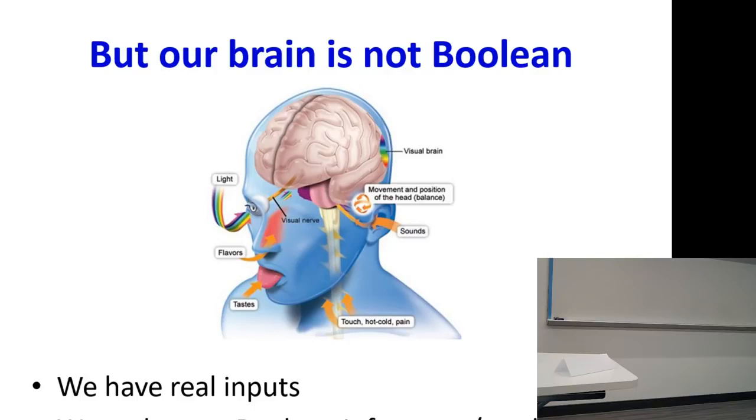Is this a clicker or is this not a clicker? That's a binary Boolean answer. But the input that comes in is this entire image. It's me holding this thing and asking you, is this a clicker, right? So the input is very complex and real valued.